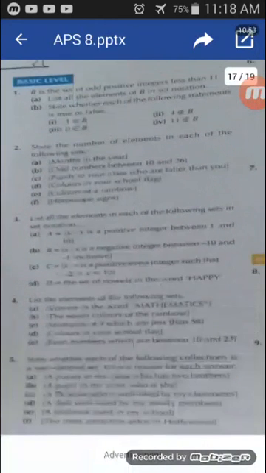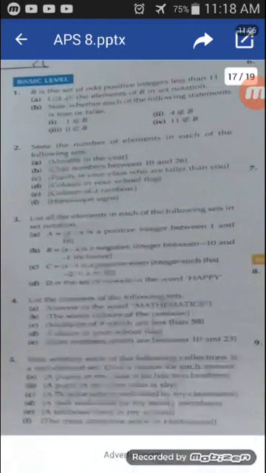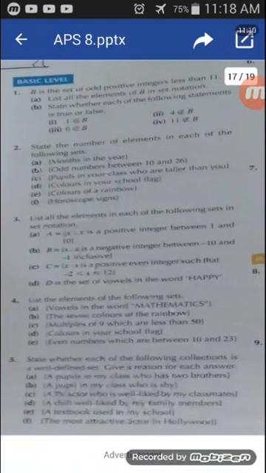Question number 3 is, list all the elements in each of the following sets in set notation. A is equal to X such that X is a positive integer between 1 and 10. So its answer is 2, 3, 4, 5, 6, 7, 8 and 9. There is no instruction that 1 and 10 are included. So B, C, D parts are the same. You just write it as set notation.